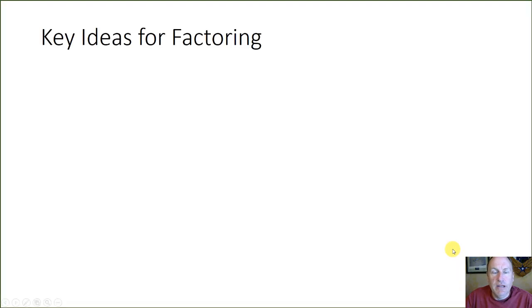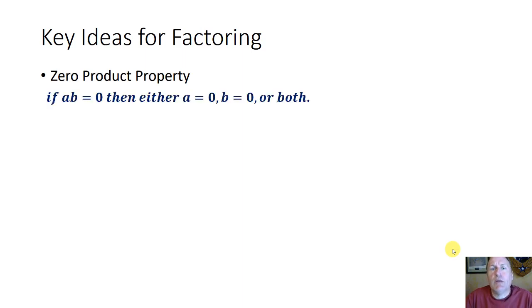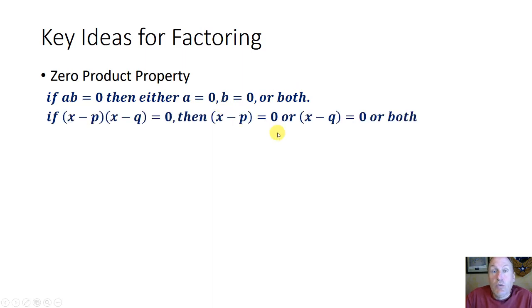Let's look at some key concepts that are involved in factoring and being able to solve quadratics. First of all, the zero product property comes into play in a very important way. So if we have two numbers, let's call them A and B, that equal 0, then by the zero product property, either A must be 0 or B must be 0, or possibly both of them, because any number multiplied by 0 equals 0.